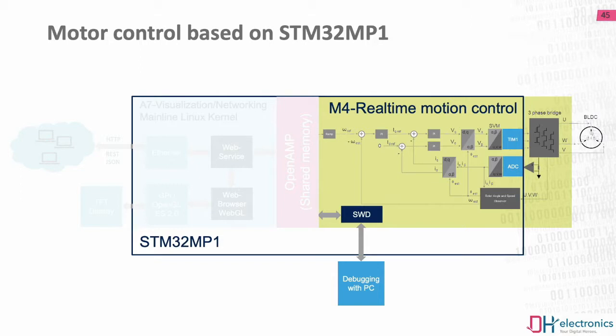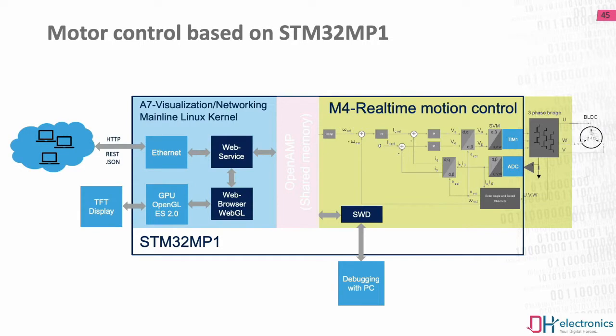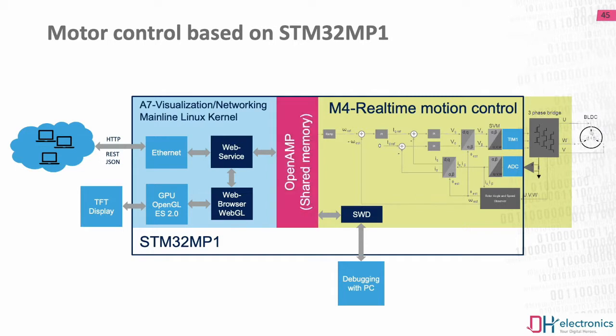Next to the M4, for real-time motor control, we have the Cortex-A7. The A7 runs a standard embedded Linux on it. A web server on the Linux system provides the motor data to the outside world, and the Qt browser with GPU support shows the web server content on a local 7-inch display. The data exchange between M4 and A7 is handled in our demo via the OpenAMP shared memory interface.